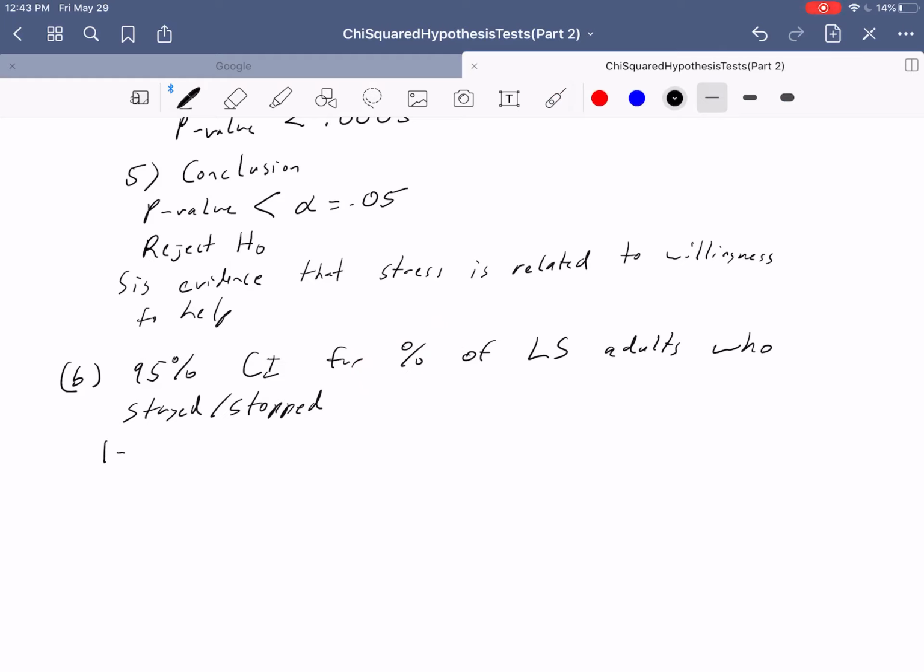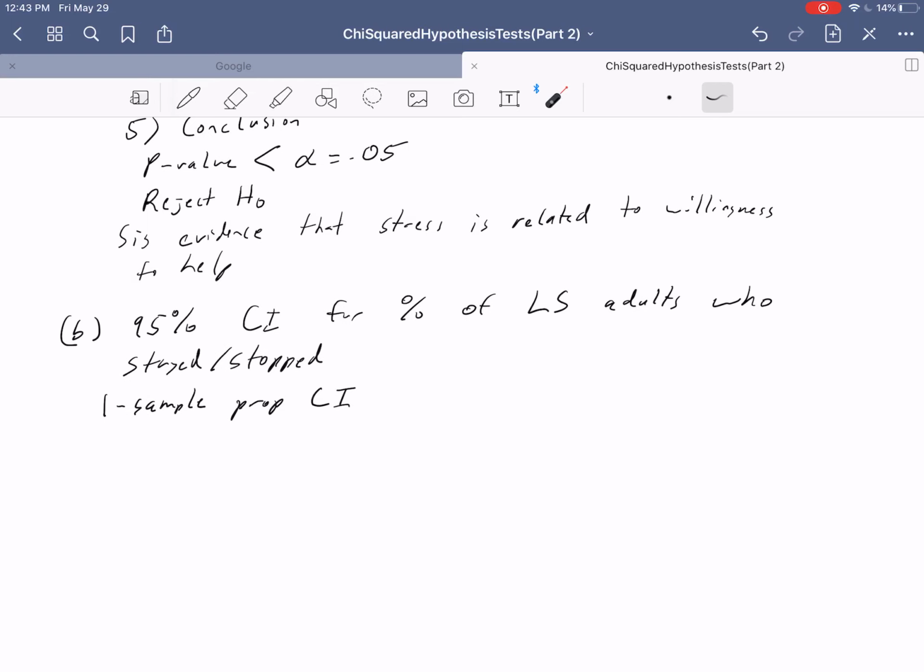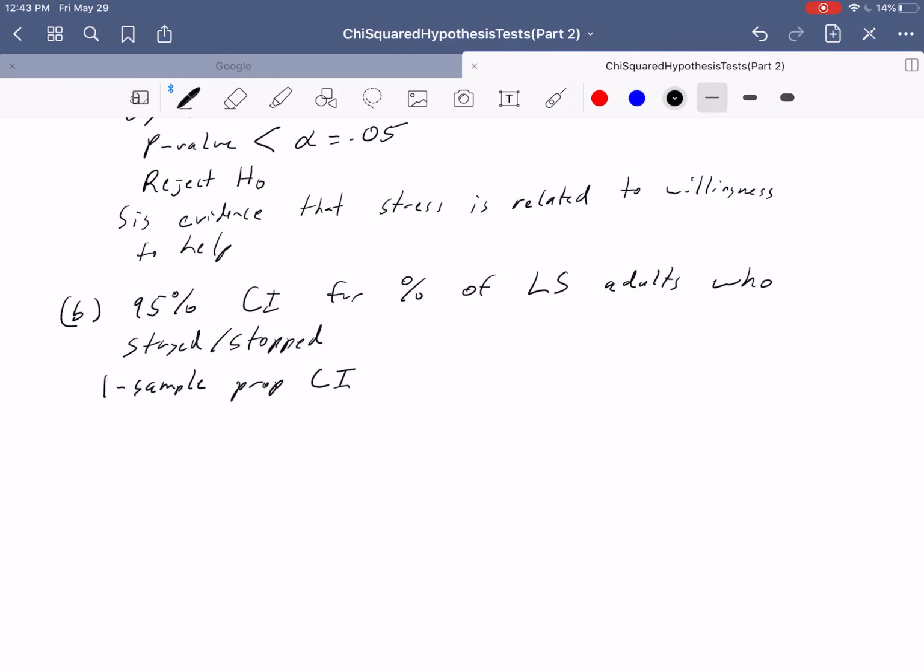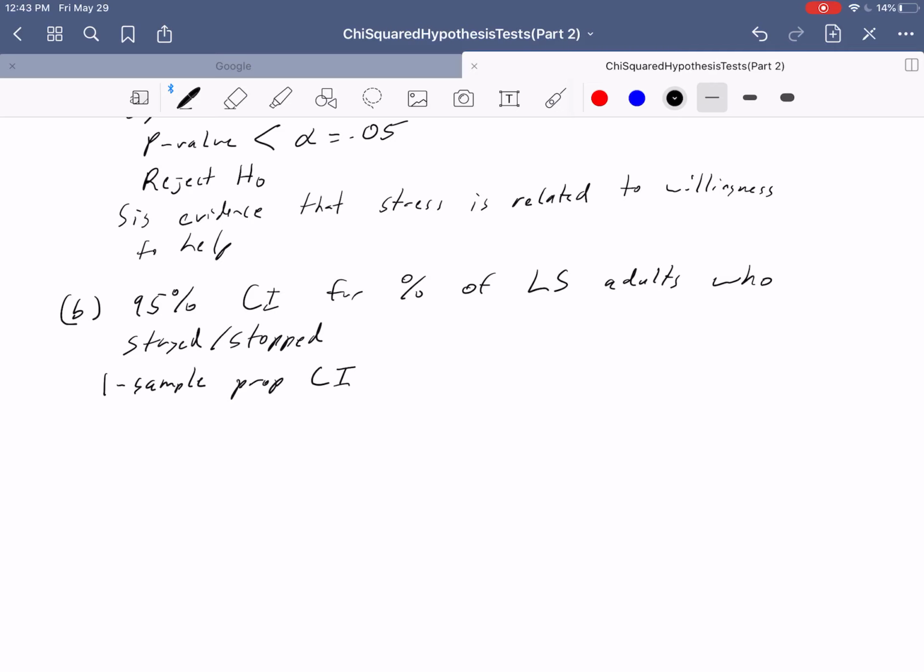So this is going to be a one sample proportion confidence interval, because we're just trying to estimate a single percentage. If we were trying to estimate the difference in percentage, we'd use a two sample proportion confidence interval. But in this case, we just want a one sample proportion confidence interval. So let's talk about the conditions.